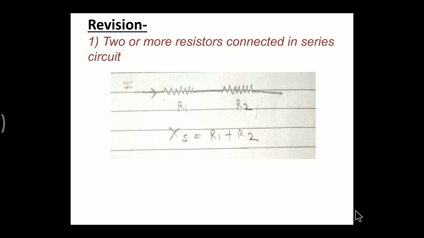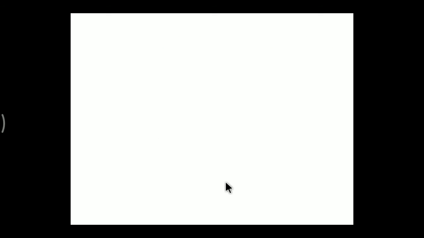Here we are going to discuss two or more resistances connected in a series circuit. See here, a figure shows that R1 and R2 are the two resistances connected in series to each other. Here the current I flows through both the resistances, that is R1 and R2. Here the effective resistance, we know, is Rs equal to R1 plus R2. Then study this concept in some detail and how the formula is derived here.